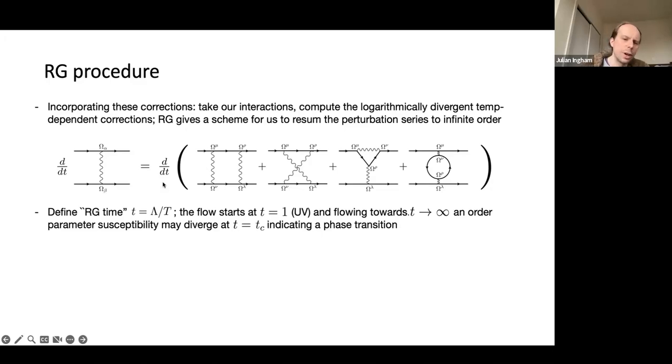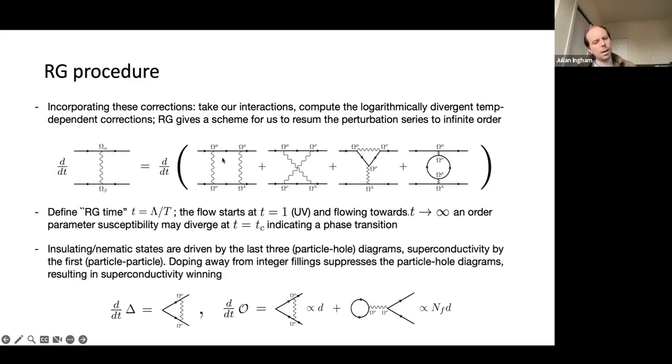And as temperature goes to 0, we compute order parameter susceptibilities, and they might diverge at a particular time, Tc, and the time at which a susceptibility diverges, or equivalently the temperature at which it does, indicates a phase transition. So we have here the 4 diagrams that are logarithmically divergent that contribute to these bare couplings. I mentioned we calculate the order parameter susceptibilities. The renormalization of the order parameters are also given by some flow equations.